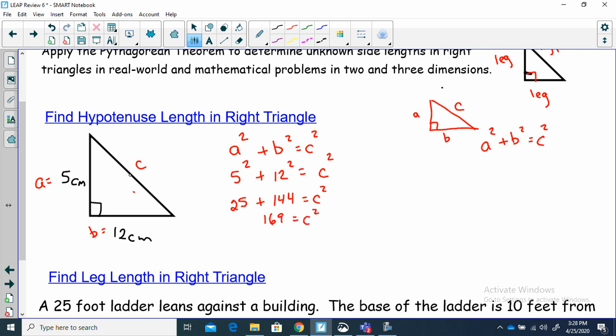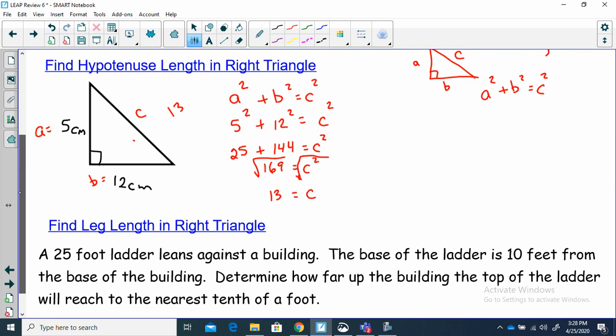Now look, we're not looking for C squared, we're looking for C. This says C squared. How do I get to C if I've got C squared? The opposite of squaring something is to take the square root. And if we're going to take the square root on one side of the equal sign, we have to do it on the other side. The square root of C squared is C. The square root of 169 is 13. So this side is 13. We know that the hypotenuse is always the longest side. Let's look to see what we have. 5, 12, 13. That makes sense. That could be the length of that side.